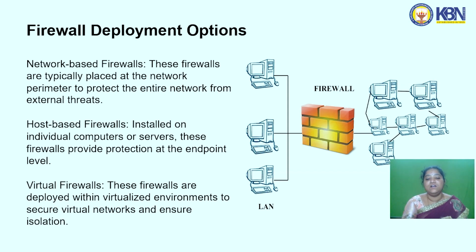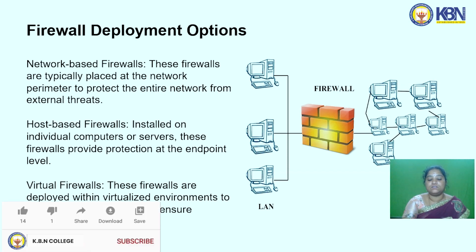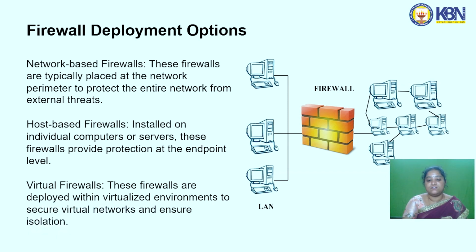Next we will discuss the firewall deployment options. In these deployment options, we have three types: network based firewalls, host based firewalls, and virtual firewalls. These firewalls are typically placed on the network to protect our entire network from external threats. These are called network based firewalls. Now we will discuss host based firewalls, which are installed on individual computers or servers to provide protection at the endpoint level. And virtual firewalls are used in our environment to secure virtual networks and ensure isolation also.